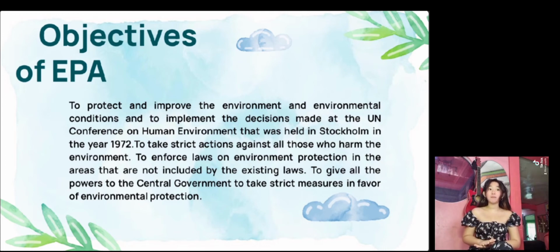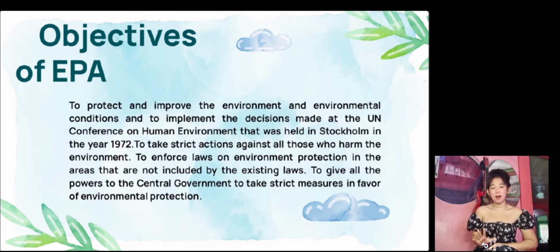The objectives of the Environmental Protection Act are to protect and improve the environmental conditions and to implement the decisions made at the United Nations Conference on Human Environment that was held in Stockholm in the year 1972. This is to take strict actions against all those who harm the environment, to enforce laws on environmental protection in the areas that are not covered by the existing laws, and to give all the powers to the central government to take strict measures in favor of environmental protection. So I'm going to give another fact about the Philippines.